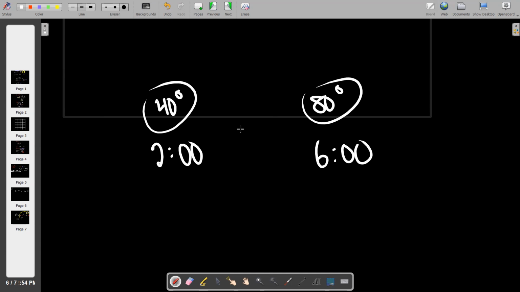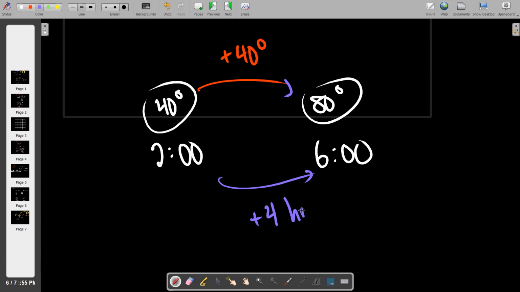That's great news. The idea behind this is if I can figure out two things. Number one, how much did the temperature change between my two temperature readings? How much did it go up? We all agree that it went up 40 degrees, right? And then the other question is, well, how long did it take between readings?